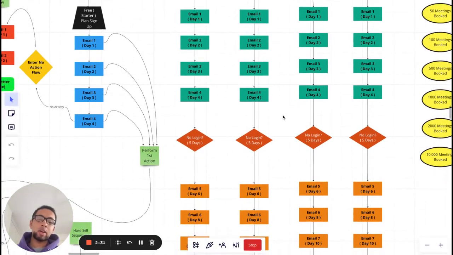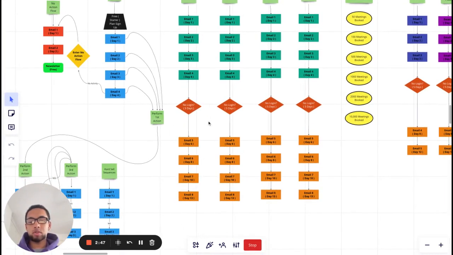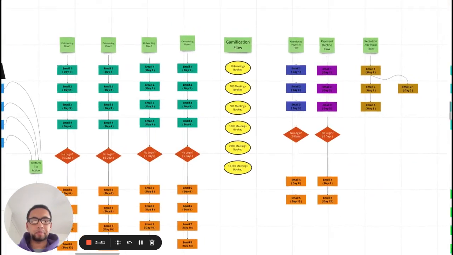Of course, adding on to all of these flows, you have the no login flows. So if someone doesn't log in, for example, this could be 5 days, but obviously it depends on your SaaS. It could be 7 days, 10 days, 14 days. With no login being one of the biggest indicators of churn, you want to go ahead and try and get them reactivated onto the platform via the no login flow. So that's the goal there.